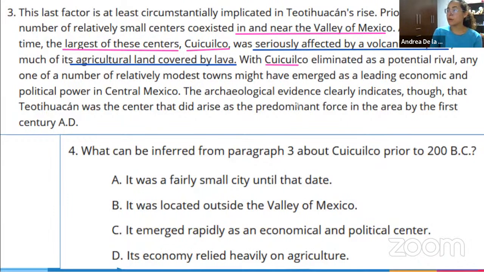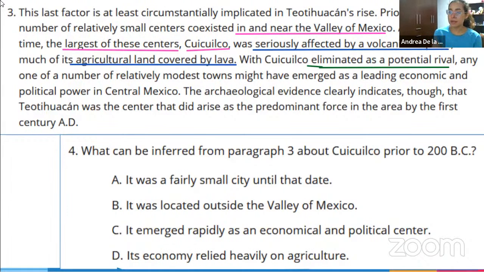And what else? They say, with Quiquilco eliminated as a potential rival, any one of a number of relatively modest towns might have emerged, okay? So the last thing that we know about Quiquilco, as Rosario said, is that it was eliminated as a potential rival. So Quiquilco lost all its power, right? They were eliminated as a rival. They weren't the largest of the centers anymore. And then they start talking about Tehuacan and everything else, so we don't have to read any more than that. That's all the information we know.